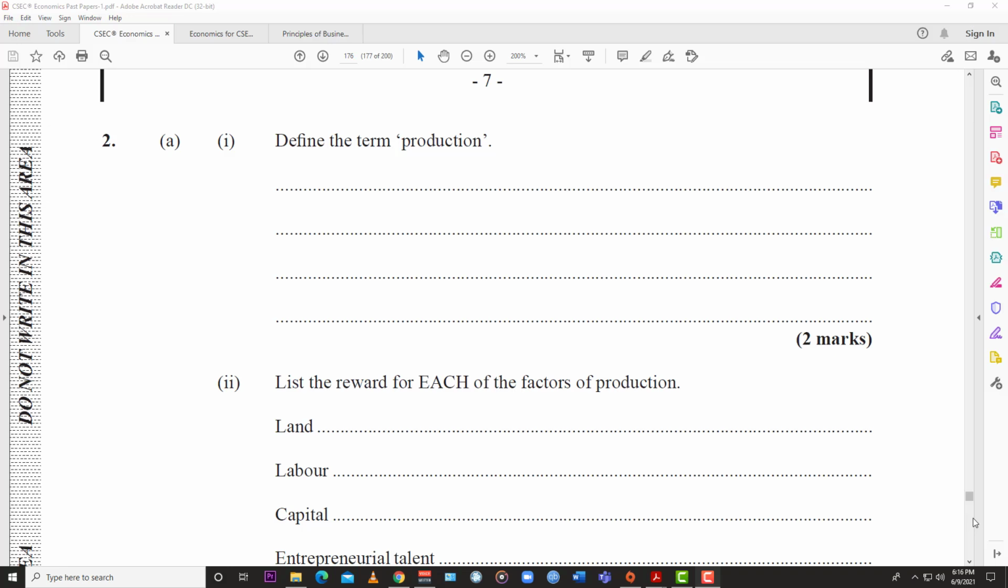Welcome back to Learn SKN, and today we are looking at the May-June 2019 Economics Paper 2 for CSEC. We looked at question 1 before, and so now we're going to jump into question 2 naturally.